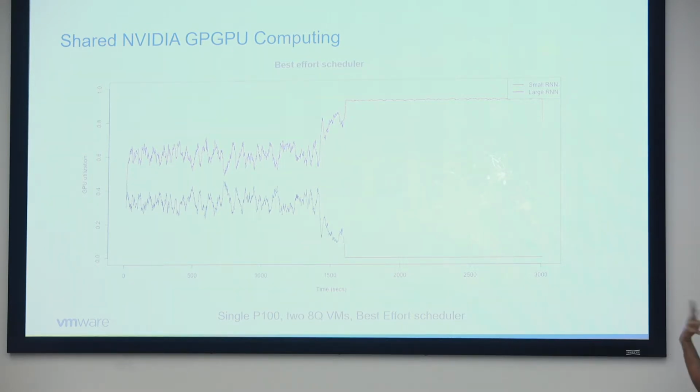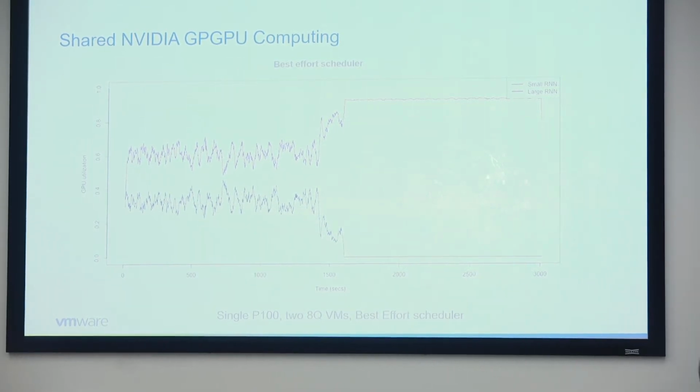So that's some of the core benefits, right? When you share like this, you are able to give your developers GPUs on their own, but at the same time, when nobody is using it, you're able to leverage it. So that's what this shows.